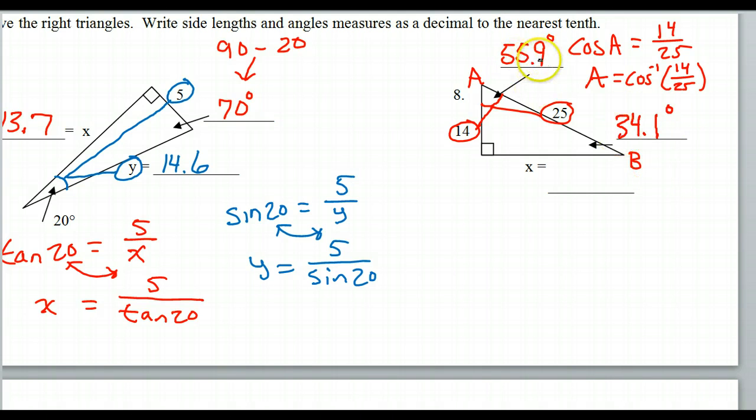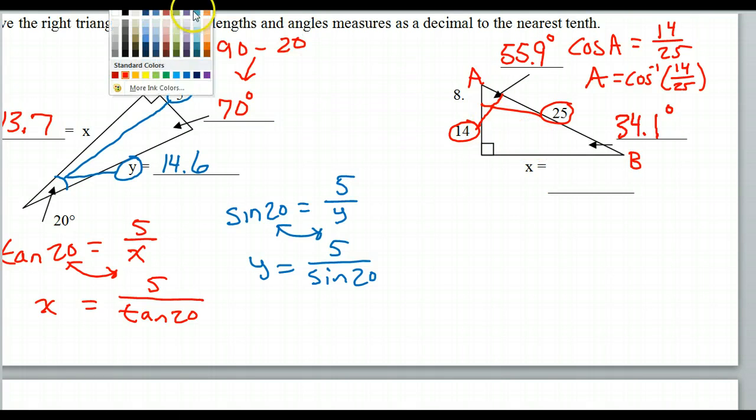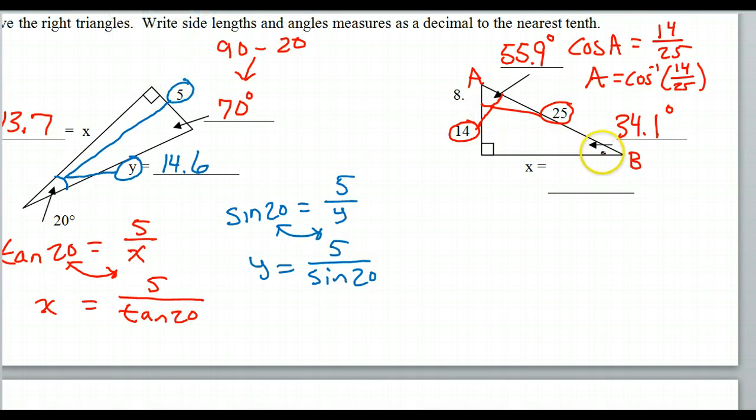Now, just in case this answer was wrong, I really would like to double check that by finding this angle another way. So if I wanted to find this angle from the beginning, then I would do this. I would look at angle B. From angle B, these two numbers are opposite and hypotenuse. So that would be the sine function.